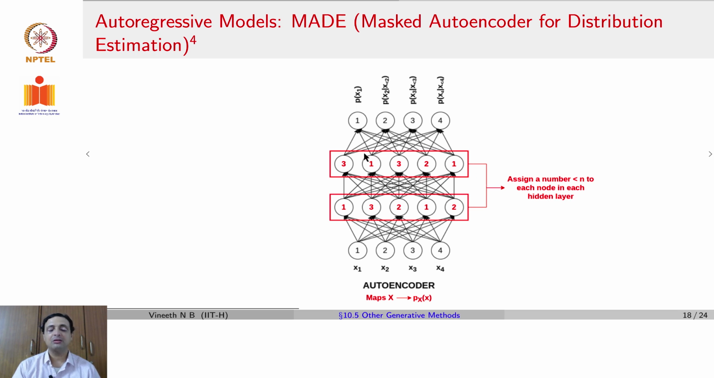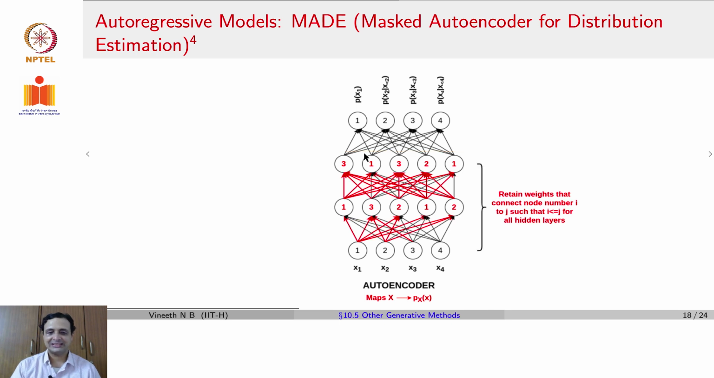Similarly, in the next hidden layer, each node also gets a number among 1, 2 and 3. It has to be less than 4. Why do we do this? What do we do with this? Let's see that now. So now what we do is retain weights that connect node number i to j such that i is less than or equal to j for all hidden layers.